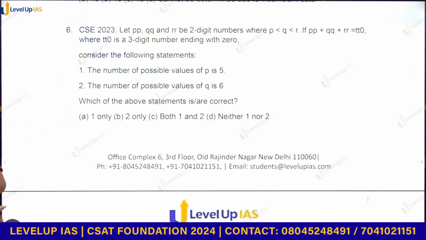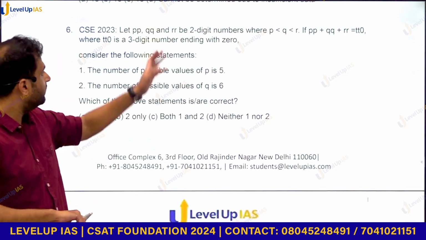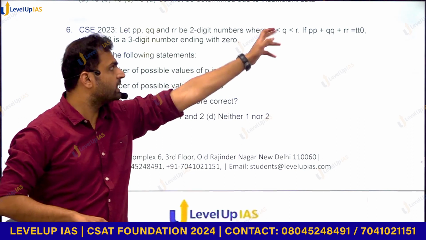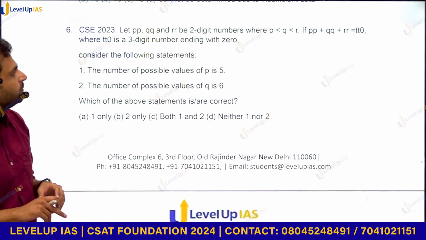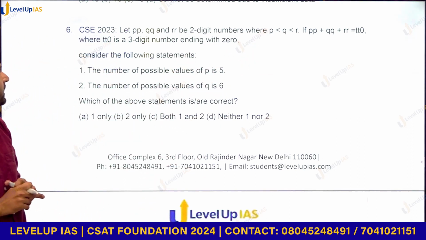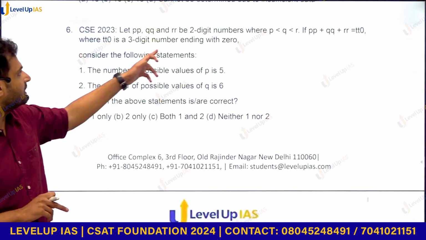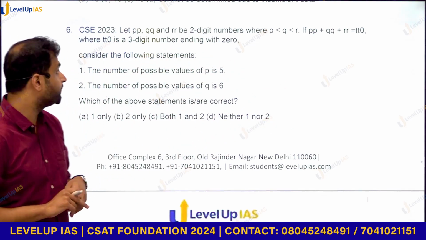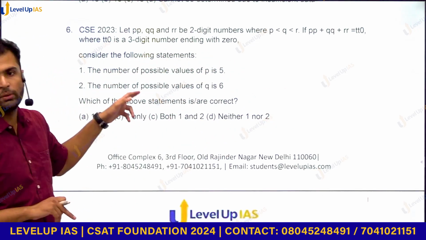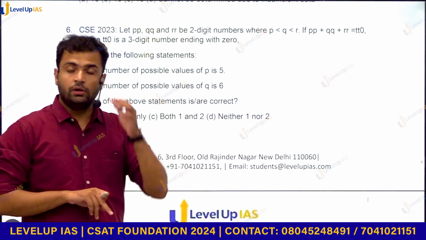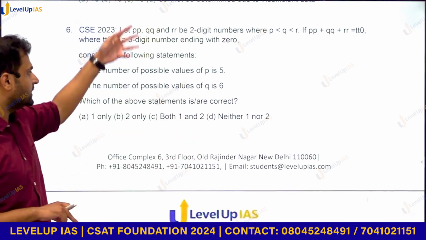Now we have 2-digit numbers PP, QQ, RR, where P is less than Q is less than R, and PP plus QQ plus RR is equal to TT0. It is a 3-digit number ending with 0, that is given. Again there are 2 sub-questions, so you have to solve two questions in this one question.